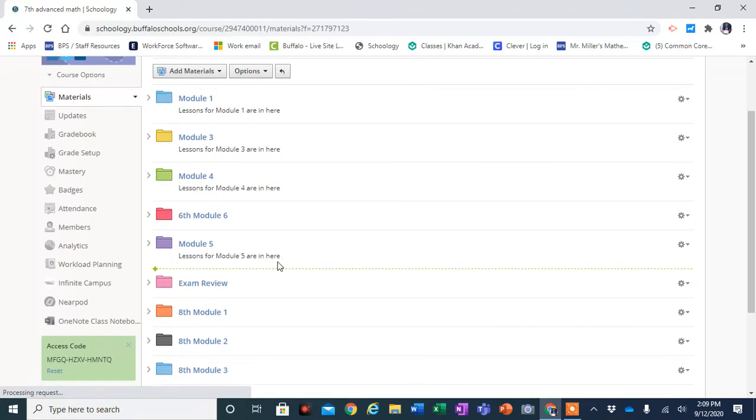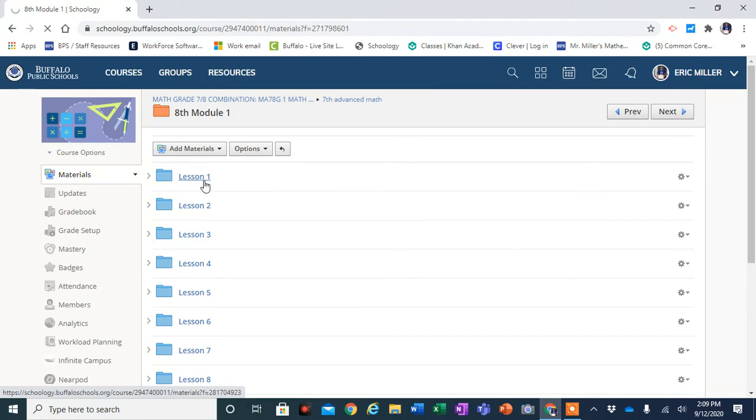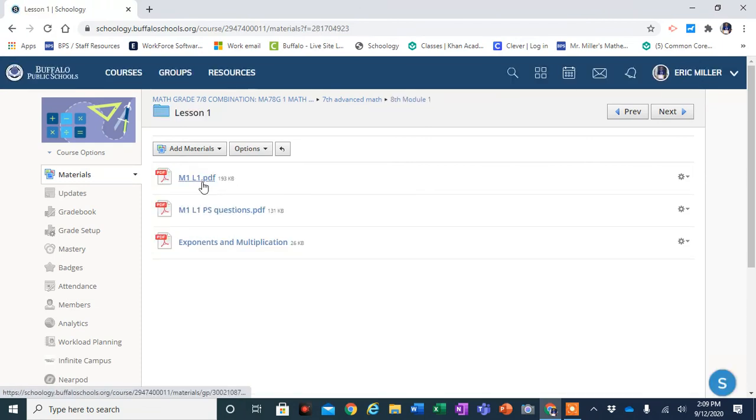And then we have 7th grade Module 5, we have 7th grade exam questions, and then 8th grade Modules 1, 2, and 3, which again have for each of the lessons the lesson and the problem set questions, and maybe some extra practice, but they do not have an answer key because I have not taught it in the past.